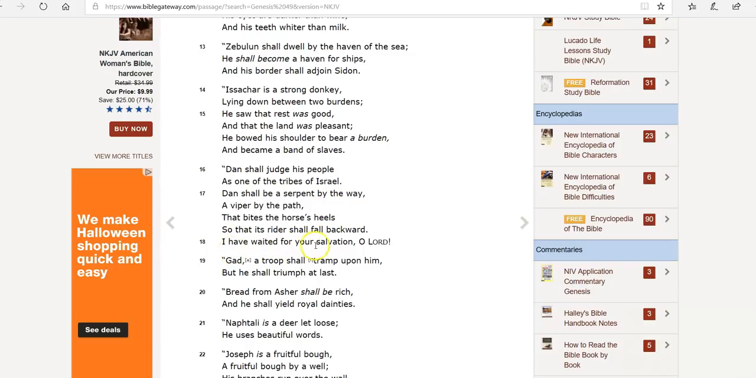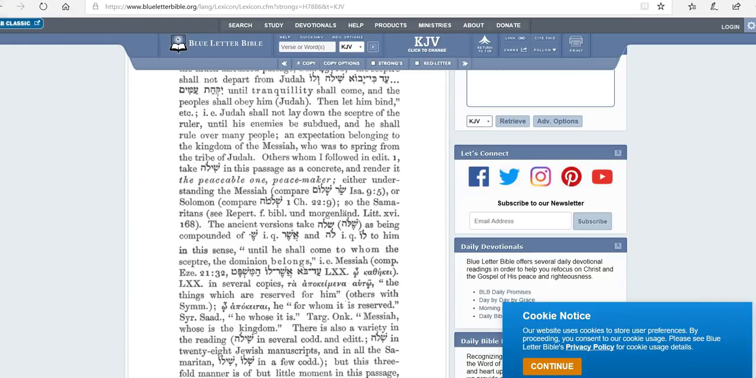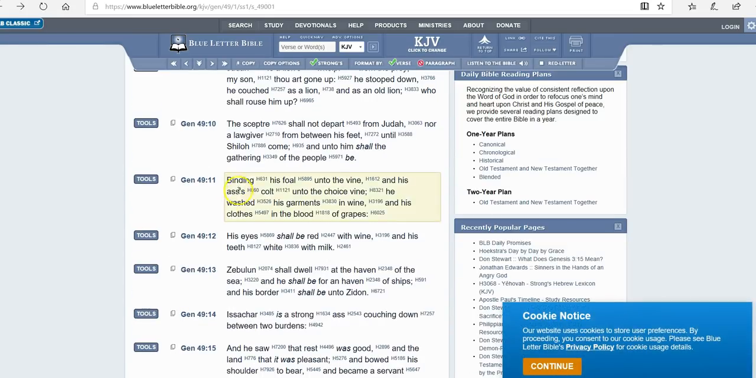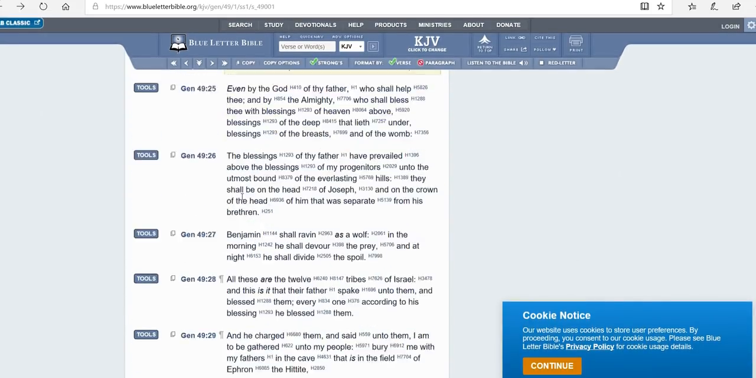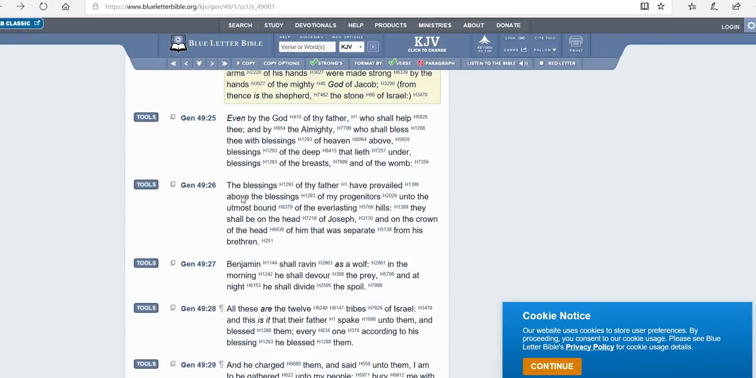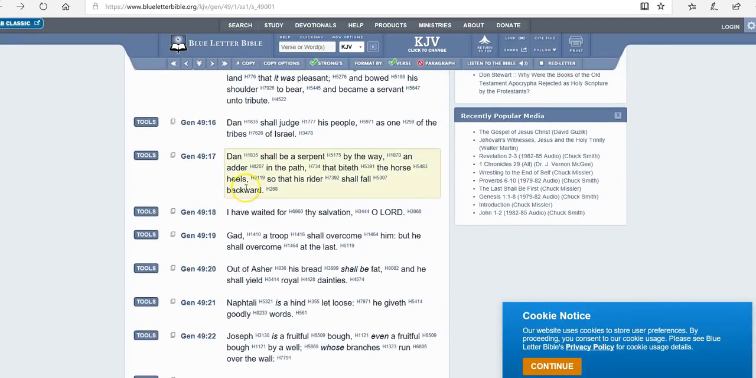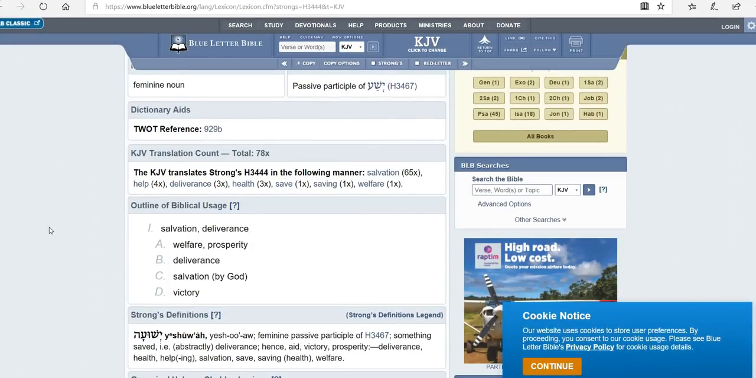But look what number 18 says. I have waited for your salvation, O Lord. Now I'm thinking, well, what in the world is that all about? So then let's go back into Blue Letter Bible here, and let's take a look at where Dan is, because that's something strange, isn't it? So let's take a look. Let me see. Where is it? Here it is. I have waited for thy salvation, O Lord. Let's pull up what thy salvation is. Deliverance.